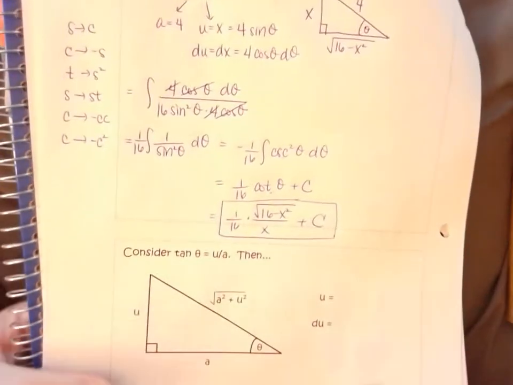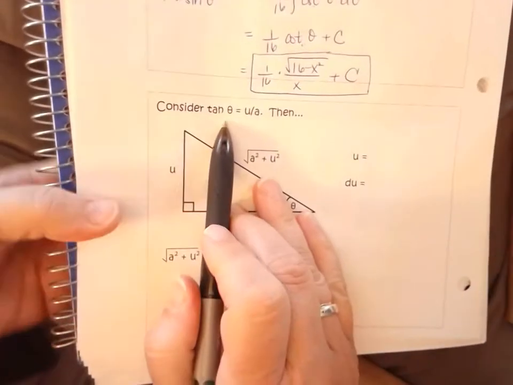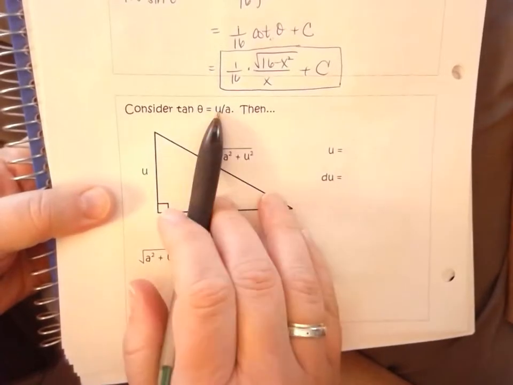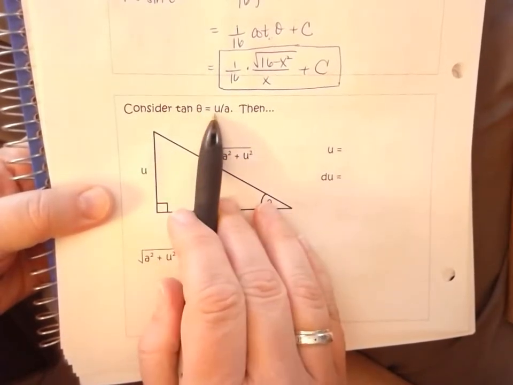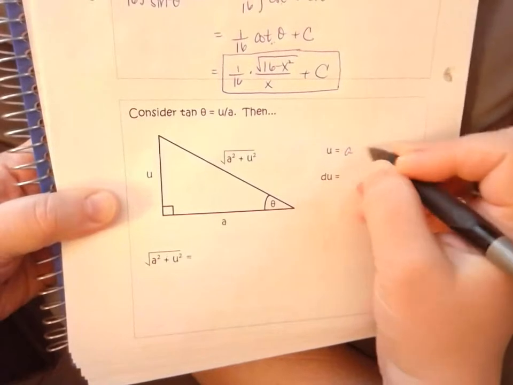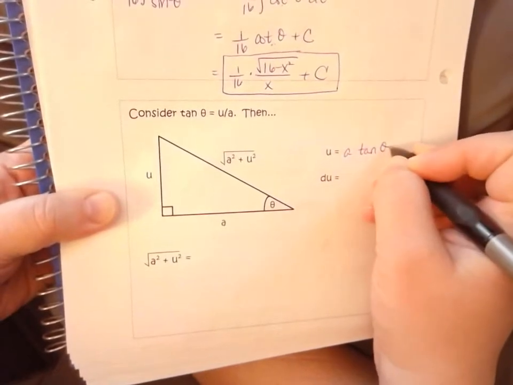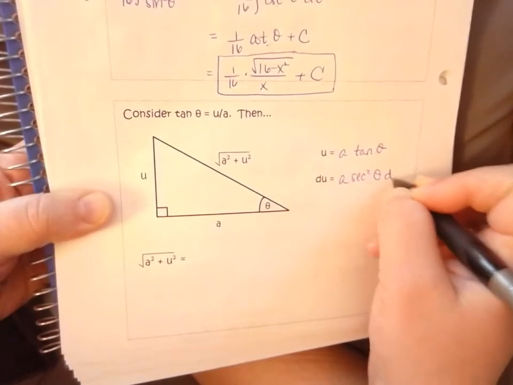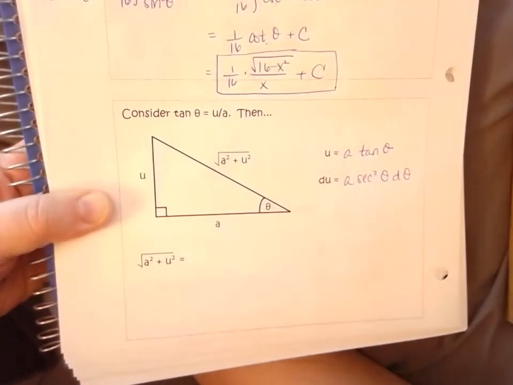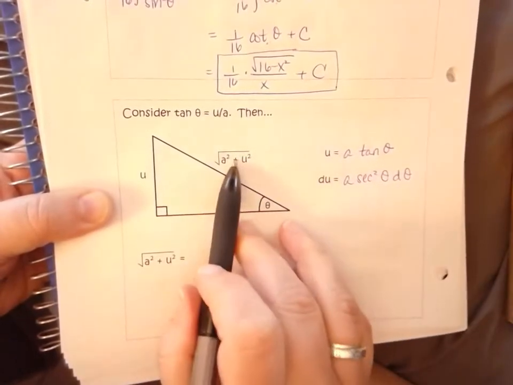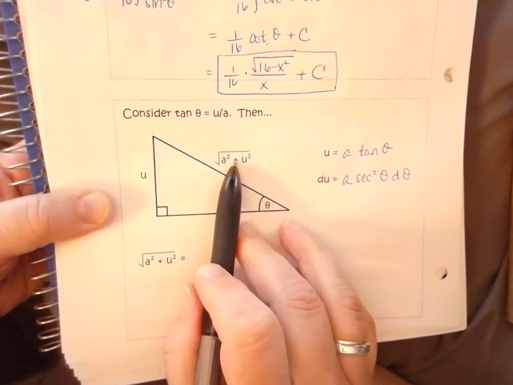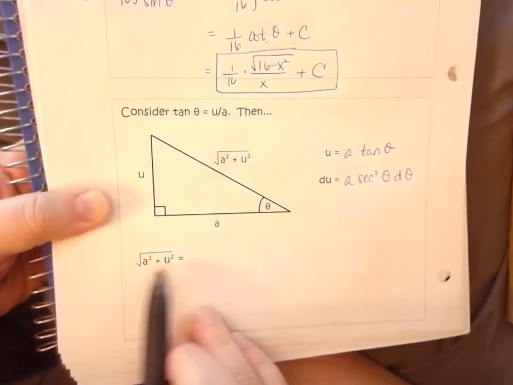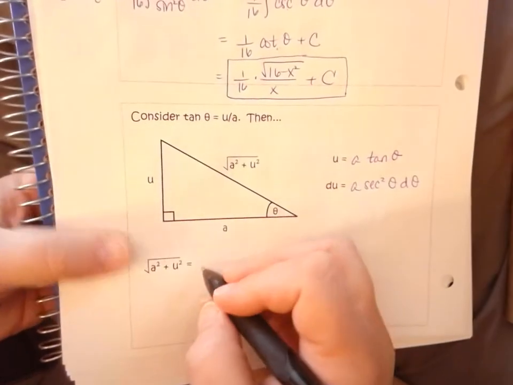So let's move on. We've got tan. Tan was developed with this triangle. If we solve this problem for u, it would become a tan theta. The derivative of that line would be a secant squared theta d theta. And this side over here would be what? Well, I want you to imagine plugging in, and we'll actually show it this time.